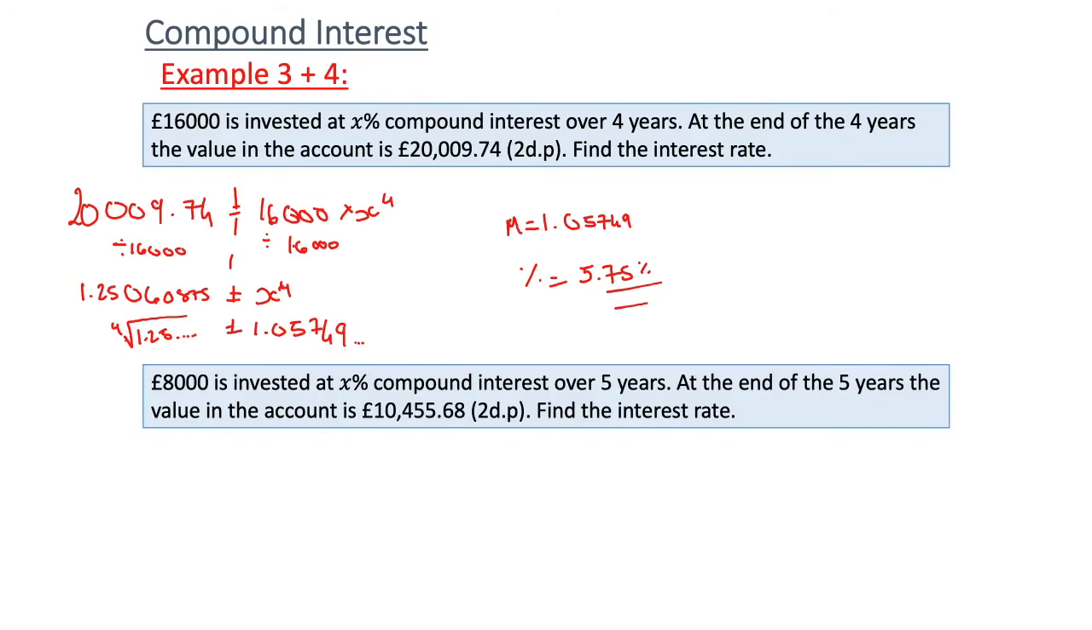For the next one, we have 8,000 invested at X percent compound interest over 5 years. At the end of 5 years, the value in the account is 10,455.68, to two decimal places. Find the interest rate. Exact same thing: 10,455.68 is equal to 8,000 times by your multiplier to the power of 5. So you divide by 8,000 on both sides, and you end up with a value of 1.30696, which is equal to x to the power of 5. Then we take the fifth root of our decimal.